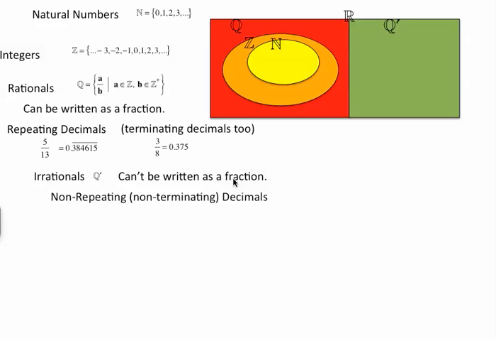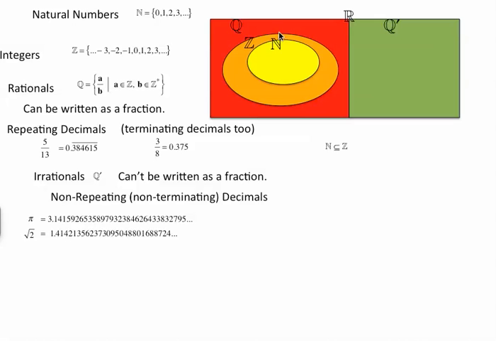Irrationals can't be written as a fraction. They are non-repeating and non-terminating decimals. For example, pi. Pi is 3.1415, and it goes on forever, and it doesn't repeat. Are there digits that repeat? Sure, there's only 9 digits, so you're going to have digits that show up every so often, but the pattern does not repeat over and over again. Root 2 goes on forever as well, like 1.4142135, and it doesn't repeat, and so on and so forth.